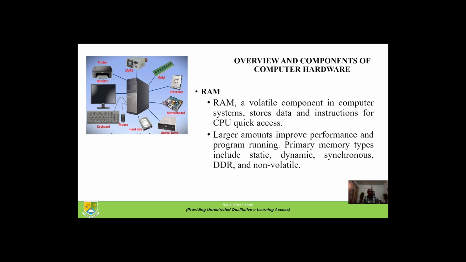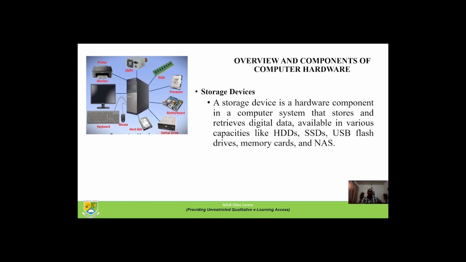RAM. The RAM, just like we earlier said, stands for random access memory, is actually a volatile component in the computer systems, that stores data and instructions for CPU quick access. So having a large amount of RAM in a computer actually improves performance and faster running of programs. So primary memory types can take in the form of static, dynamic, synchronous, in the form of double data rate, and also non-volatile.